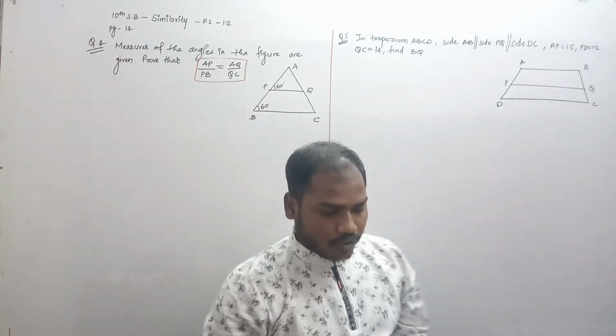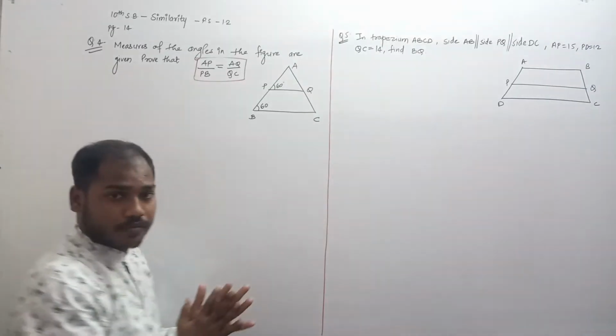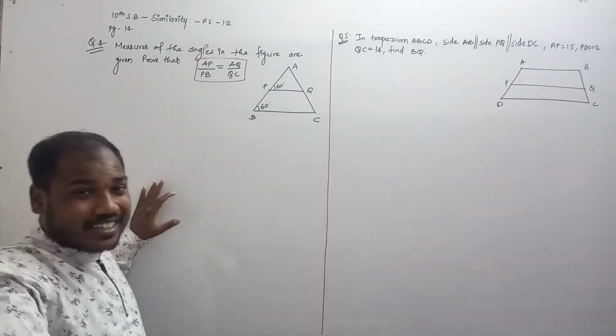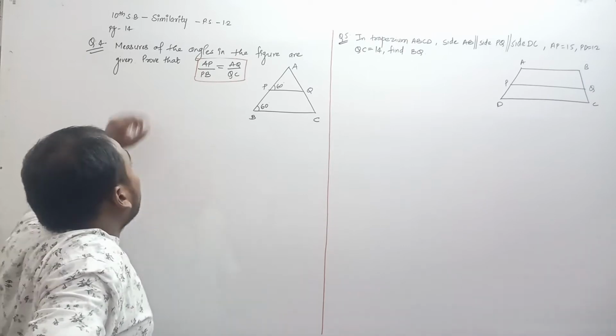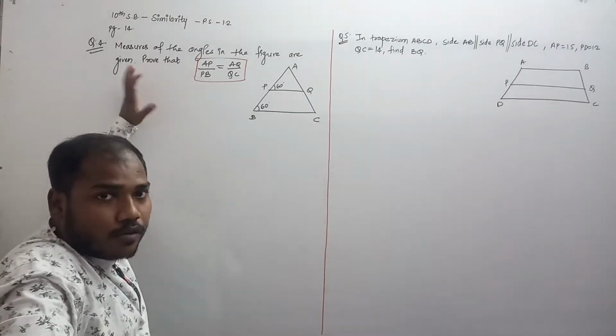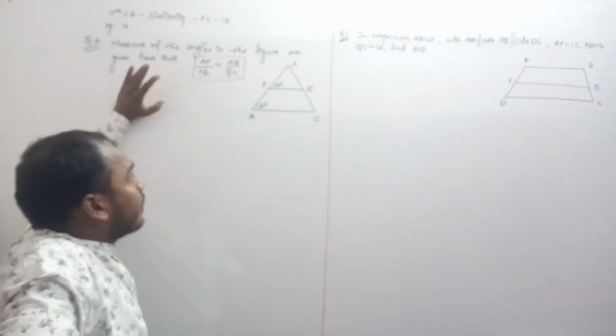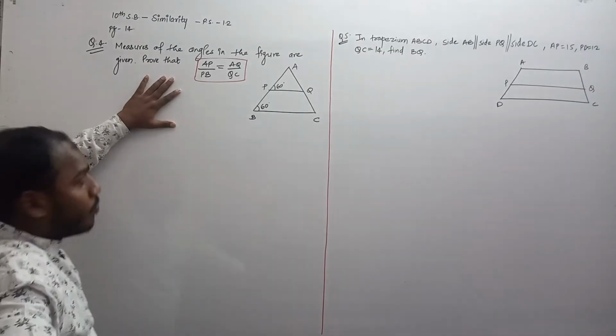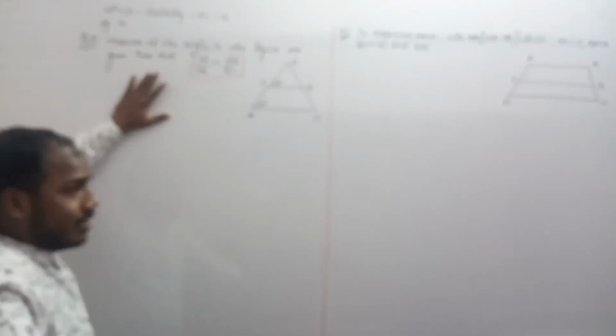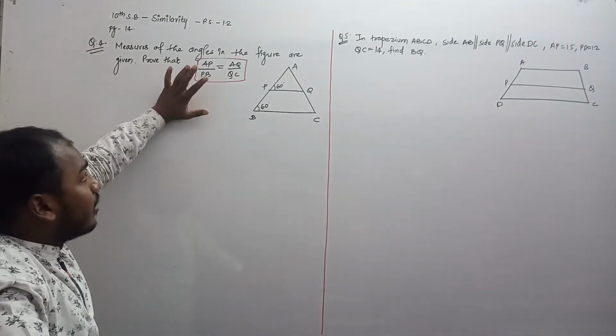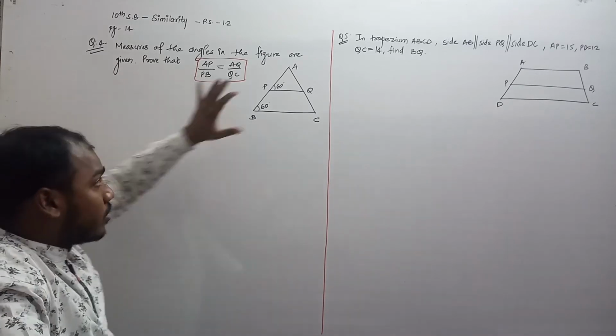Hello friends, now we will move to the next question of the same exercise, practice set 1.2. The fourth question and fifth question we are now going to discuss. In the fourth question of practice set 1.2 of the Similarity chapter, class 10, they have given the measures of the angles in the figure.